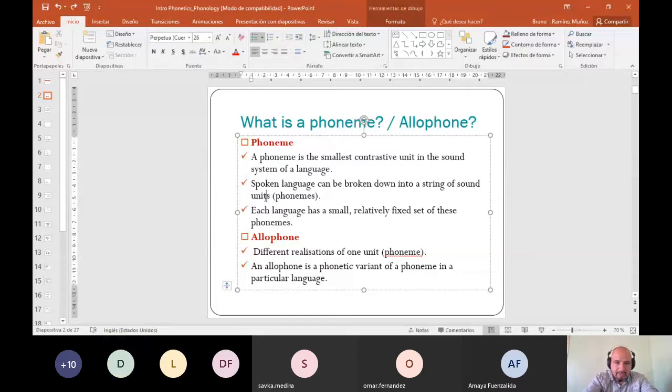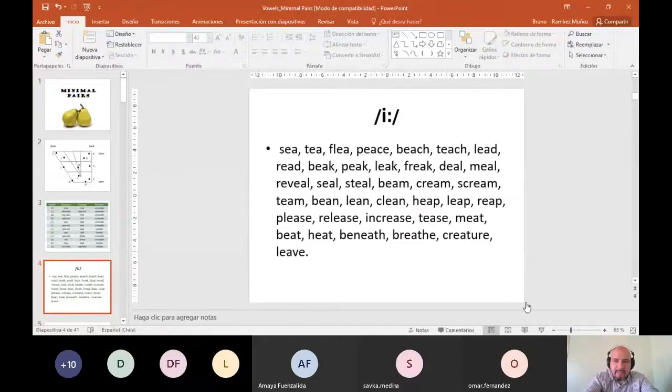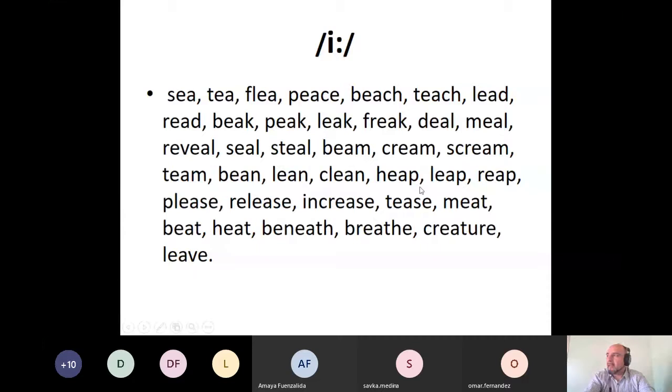Let me show you these. I think I'm not sharing the PowerPoint, so I'm going to share it again. Okay, so some examples of words with the sound E. Can you repeat after me, please?